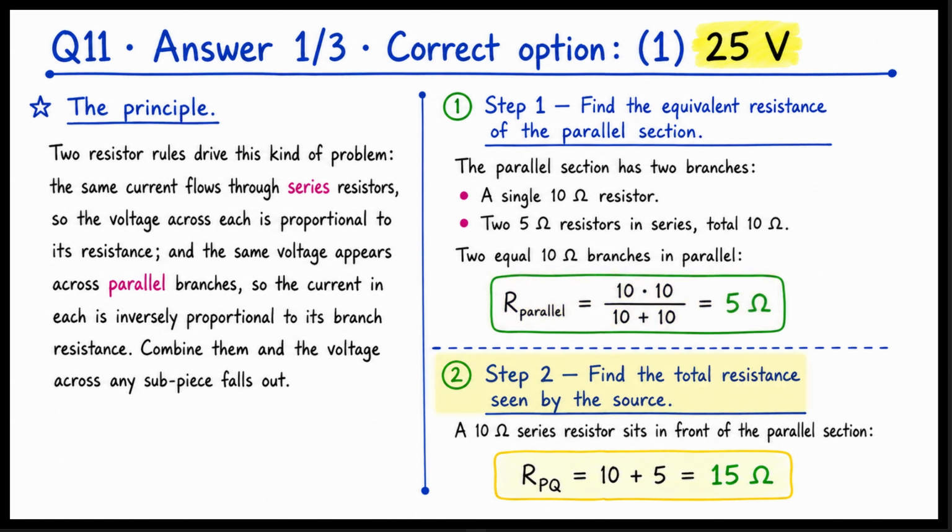Step 2. Find the total resistance seen by the source. A 10-ohm series resistor sits in front of the parallel section. RPQ equals 10 plus 5 equals 15 ohms.